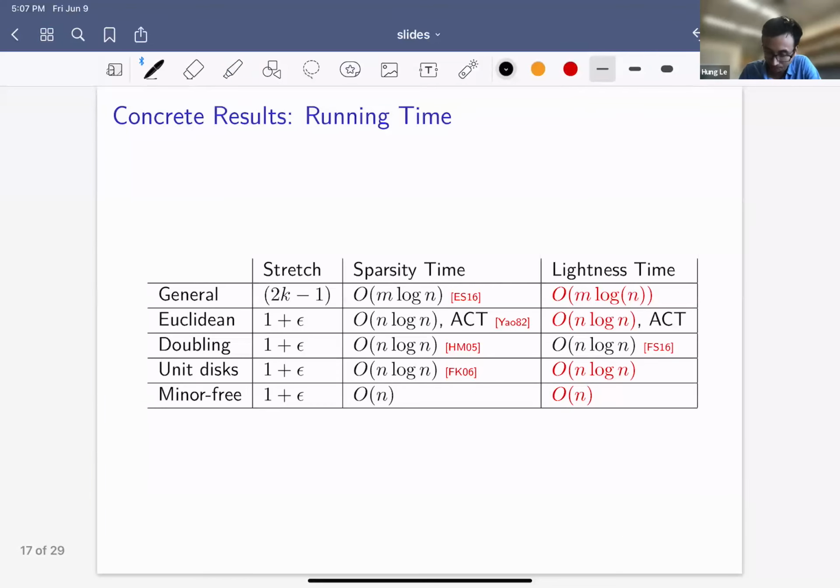In terms of running time, we've obtained the first construction of light spanner for general graphs with almost linear time. The first construction of a light spanner for Euclidean space with order n log n time in the ACT model. For minor free graphs, we get linear running time, and we also get linear time for unit disk graphs in 2 dimensions.